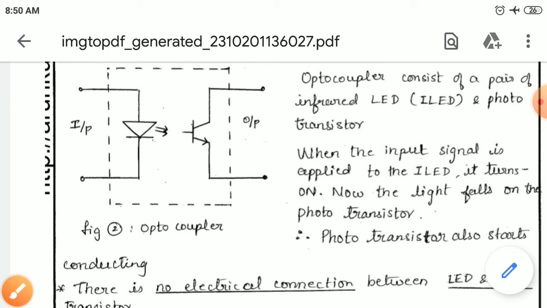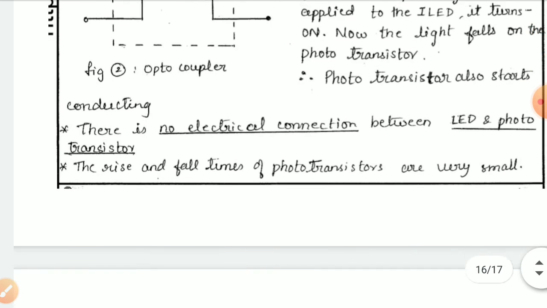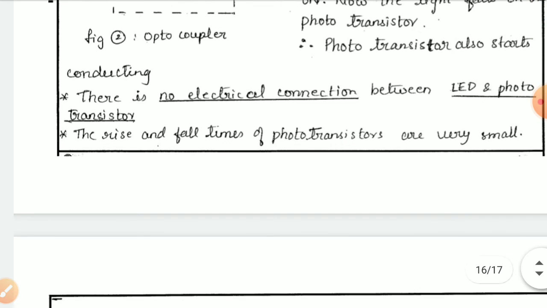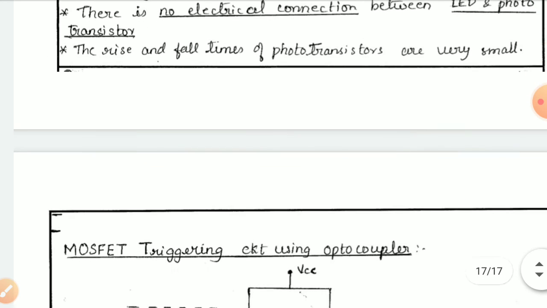So the function of the phototransistor is that whenever light radiation falls on that particular transistor, only then will it act. Okay, so that's about the phototransistor. The rise and fall times of phototransistors are very less.